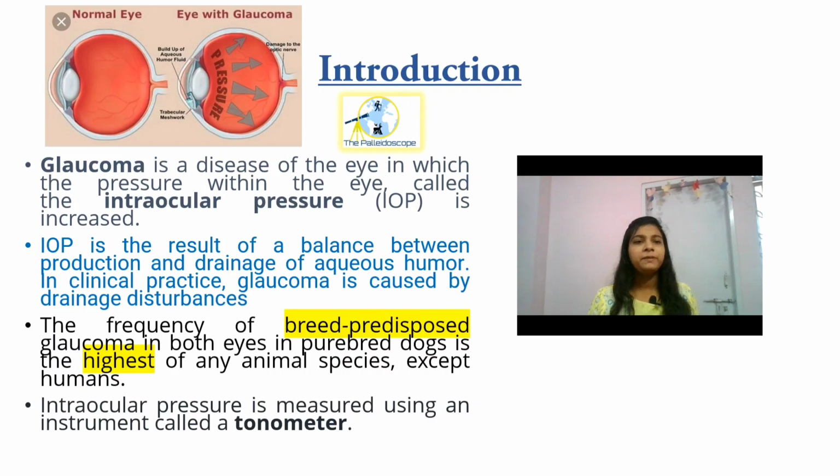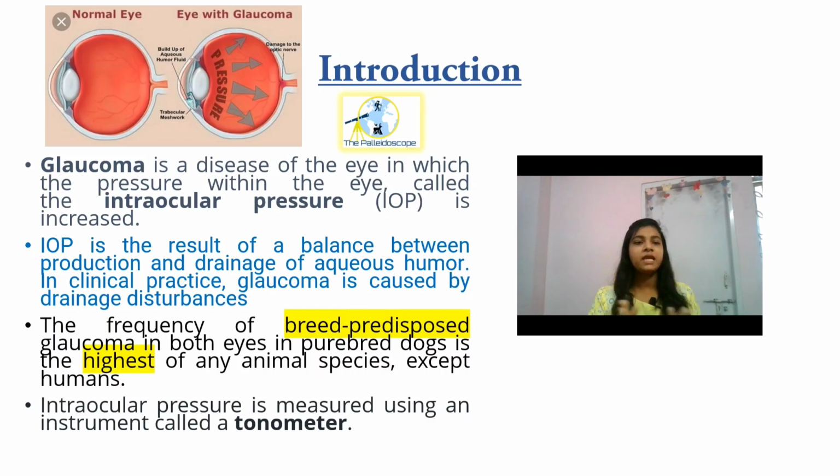Okay. So IOP, like intraocular pressure, is a result of a balance between the production and drainage of the aqueous humor. Okay. The frequency of breed predisposed glaucoma is highest in dogs, except for humans and animals it is highest in dogs. What does this mean? It means that glaucoma is predisposed in certain breeds. So this is most commonly seen in dogs. You will understand this better when I talk about the breed susceptibility of canine glaucoma.